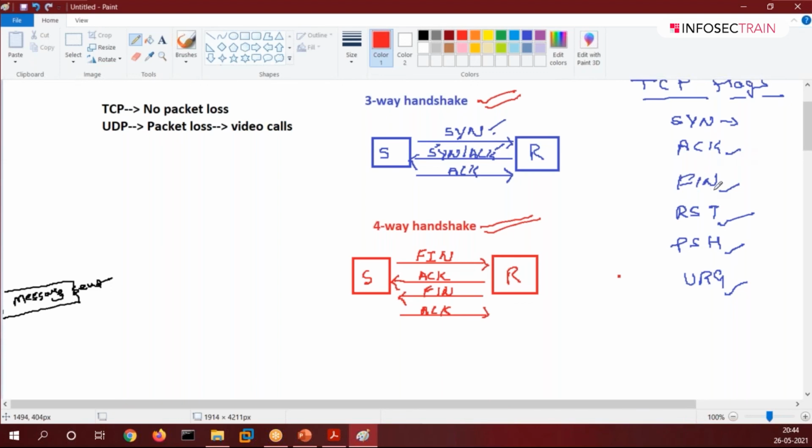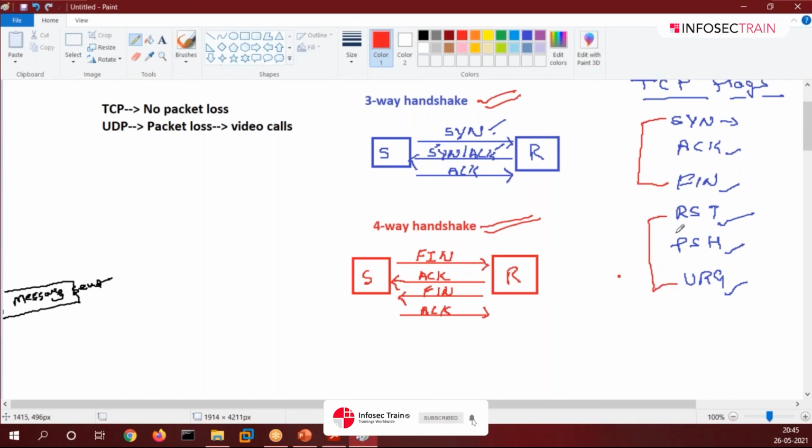Then we are left with these flags, since we discussed these three flags. So when are these flags used? Your reset flag is used when you want to abruptly close the communication without any acknowledgement. It will just close the communication abruptly.